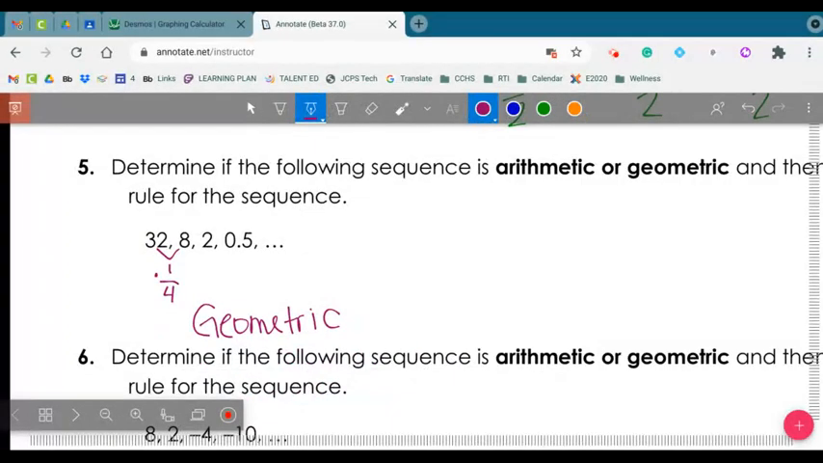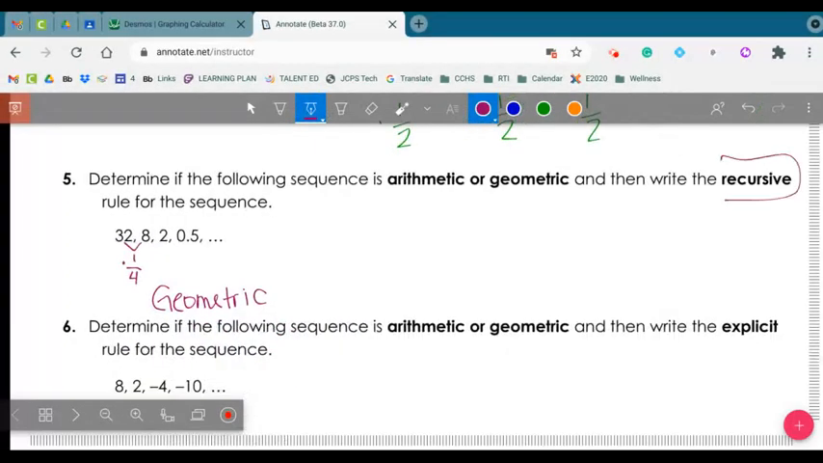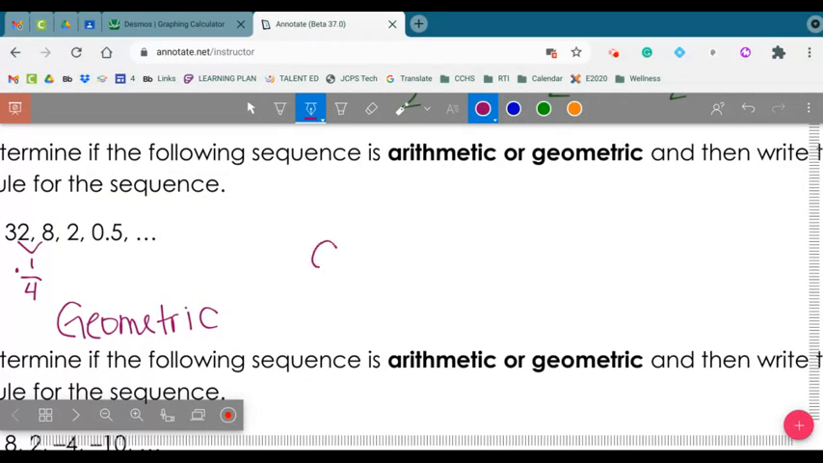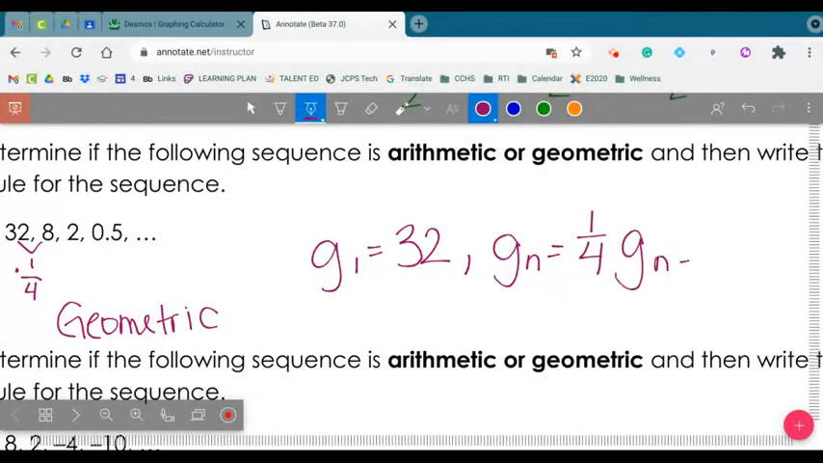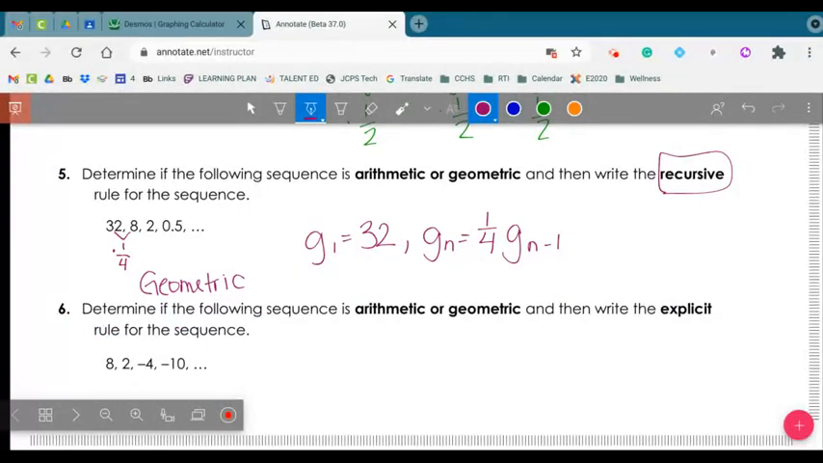So this is the recursive rule, correct? Yes. So I'm going to have g sub 1 equals my first term, which is 32. Put my comma, and then I'm going to have g sub n equals my ratio, which is 1/4, and then g sub n minus 1. And that is my recursive rule.